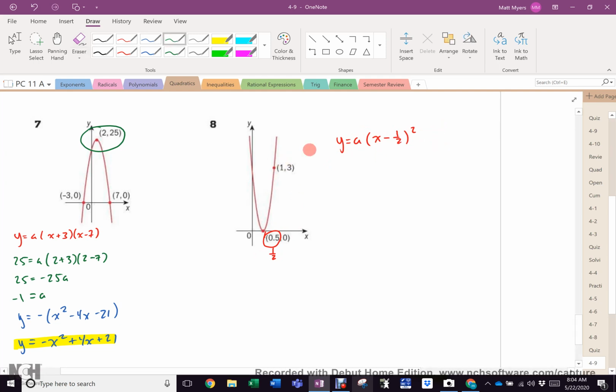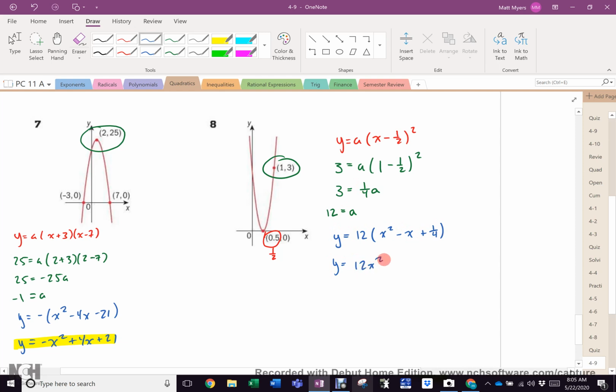Then I have a point to sub in. 3 equals a 1 minus 1/2 squared. 3 equals 1/4 a, right? Because 1 minus half is 1/2. 1/2 squared is 1/4. So a must equal 12. Once I have a equals 12, I just do my work. Y equals 12 x squared minus x plus 1/4. Y equals 12x squared minus 12x plus 3. And there's my final answer there.